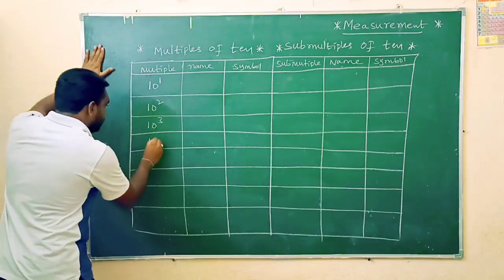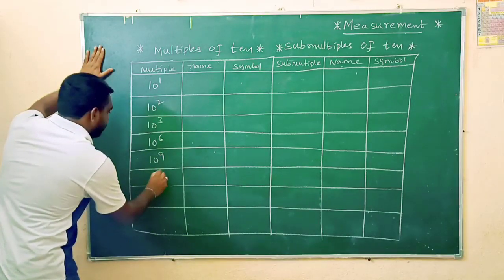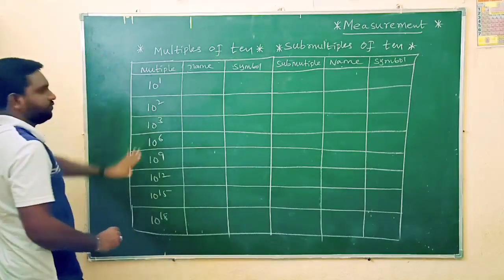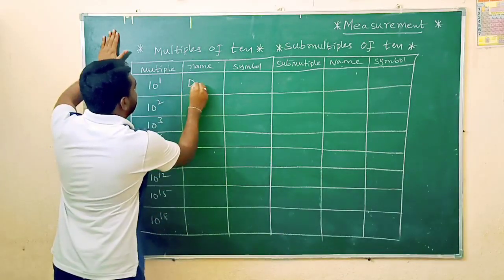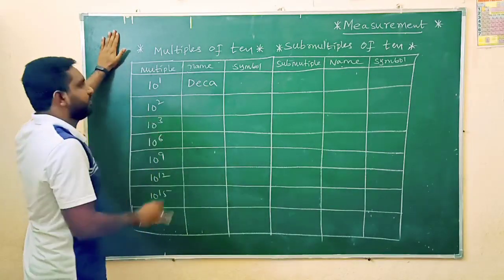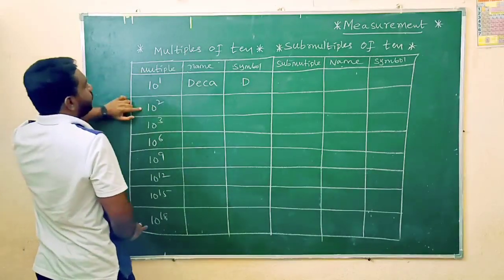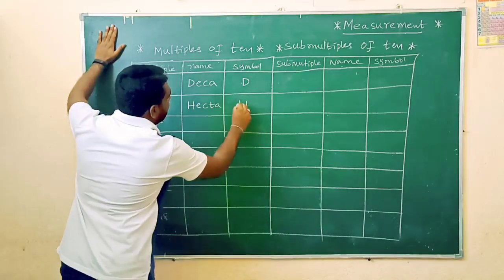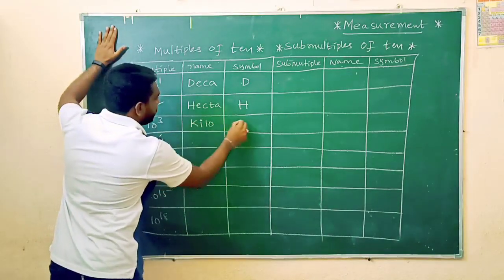We should remember 10 to the power of 4, 5 is not there here. 10 to the power of 6, 10 to the power of 9, 10 to the power of 12, 10 to the power of 15, 10 to the power of 18. So this is enough for you. Okay, 10 to the power of 1 is known as deca. It's nothing but 10, and it is denoted with the symbol capital D. You should remember the symbol. 10 to the power of 2 is known as hecto, denoted with capital H. 10 to the power of 3, it is very famous, kilo, denoted with K.